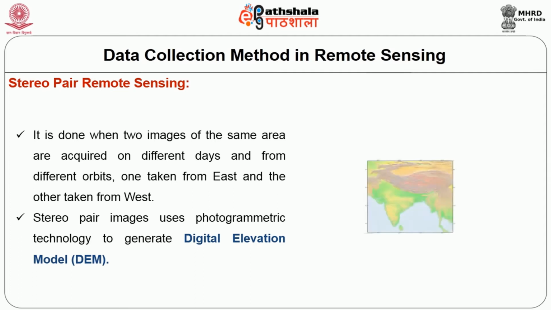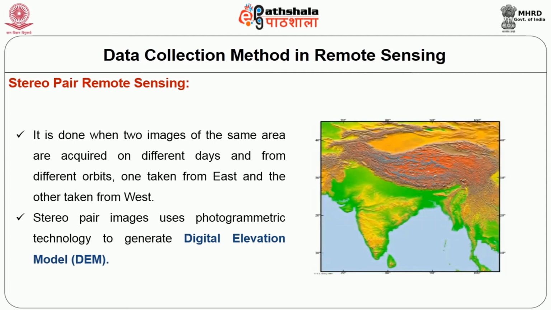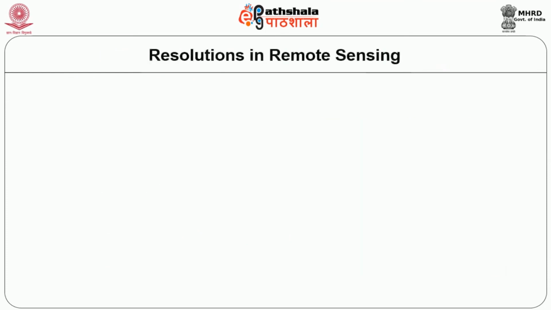You can see the India map here. This India map is taken by one of the stereo pair remote sensing tools. The image was taken in such a fashion that photogrammetric technology was used to generate all these parts, and it has been converted into the digital elevation model in order to give you a concrete result of what is actually present in the world. Coming to the resolutions, everywhere there is a resolution problem.